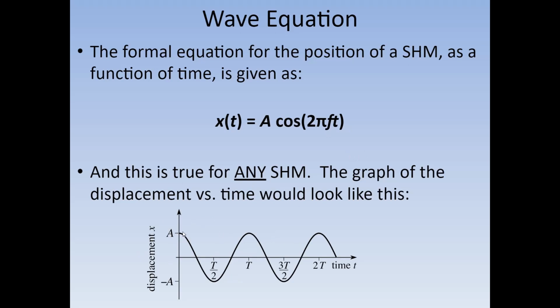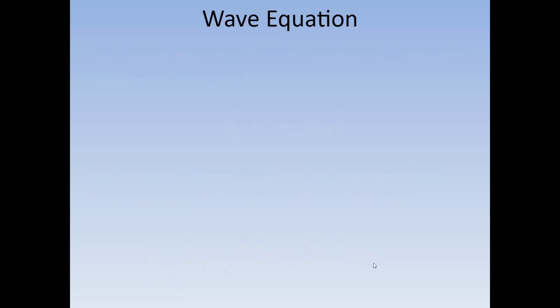So it's going to, again, be at one of these amplitudes. It doesn't matter. In this case, we're going to start at the positive amplitude, and it's going to oscillate one time every period. So 2 times after 2 periods, and so on and so on.